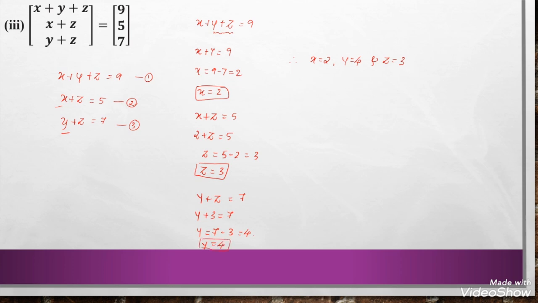Just for our confirmation, while adding all the terms, 2 plus 4, 6, 6 plus 3, 9. Here also they gave the condition x plus y plus z is equal to 9. While adding all the values, we get the 9.